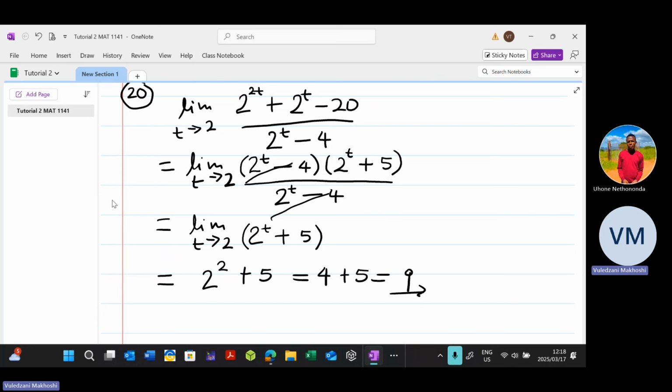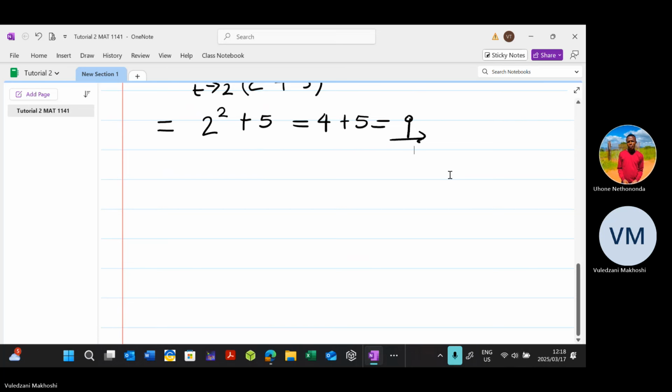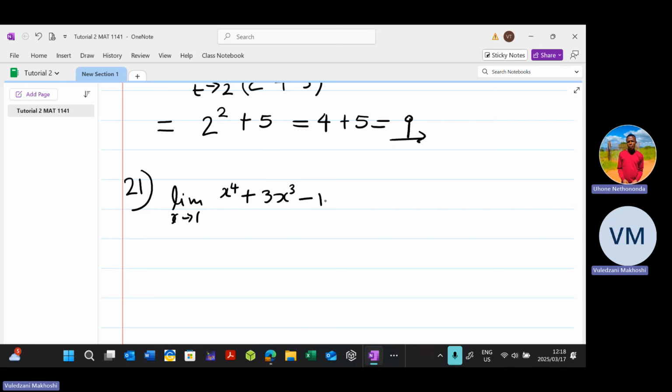Right. I think we can also do 21. 21 is a bit interesting. They say we should evaluate the limit when x is approaching 1. And we have x to the exponent of 4 plus 3x to the exponent of 3 minus 13x squared minus 27x plus 36.